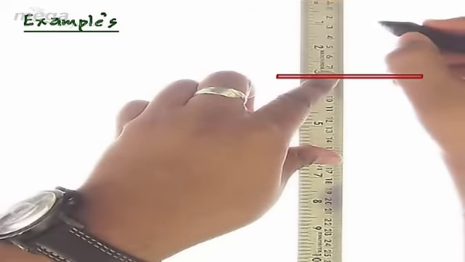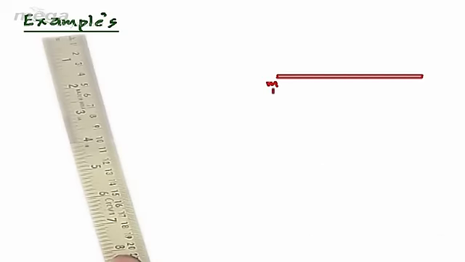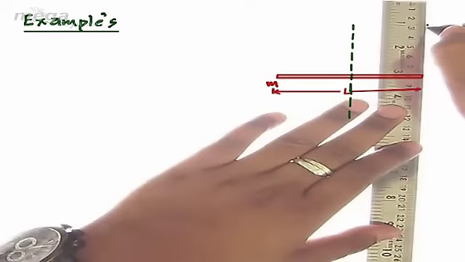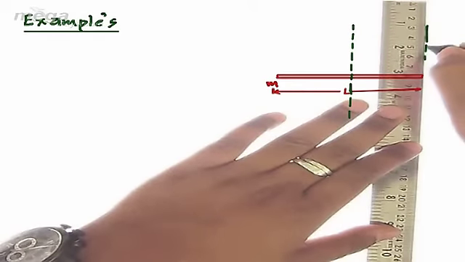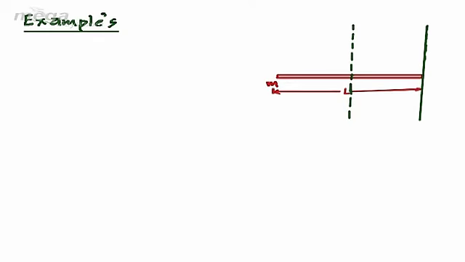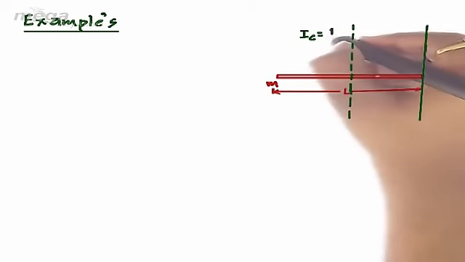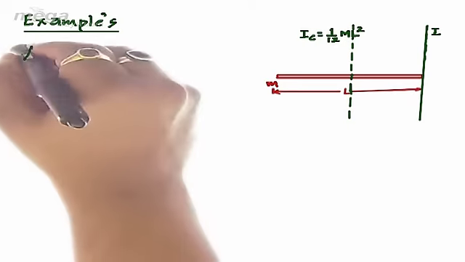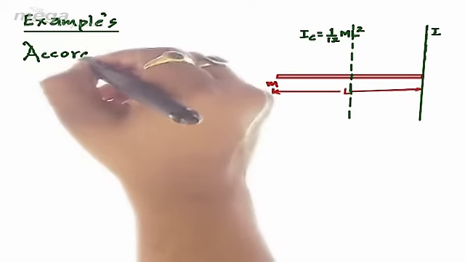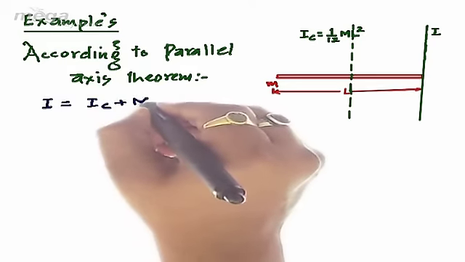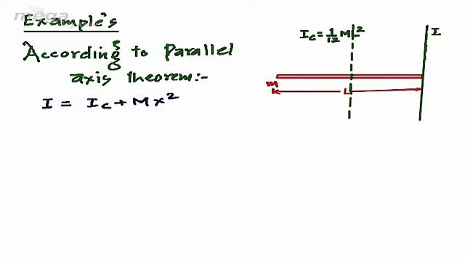Let us consider this rod having mass m and length L. Let this be the centroidal axis of this given rod. We are required to find the moment of inertia of the rod along this given axis. As we all know, the moment of inertia about the centroidal axis of any given rod is equal to 1 upon 12 mL square. Let I be the moment of inertia about this given axis. According to the parallel axis theorem, I will be equal to IC plus mx square, where x is the distance between both the axes.